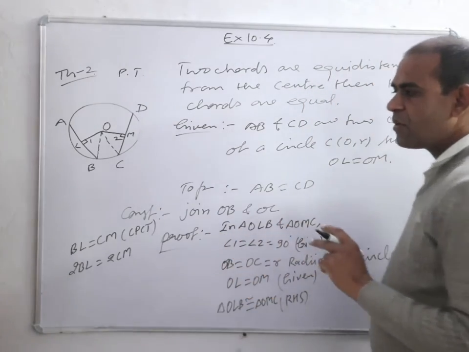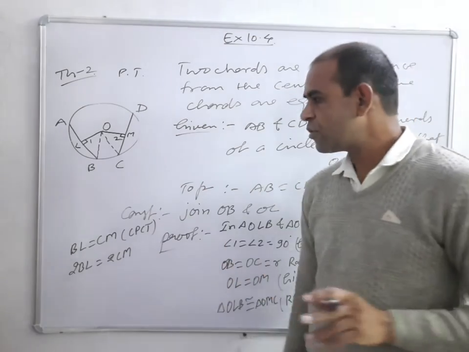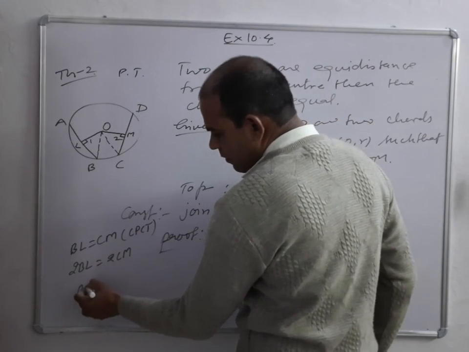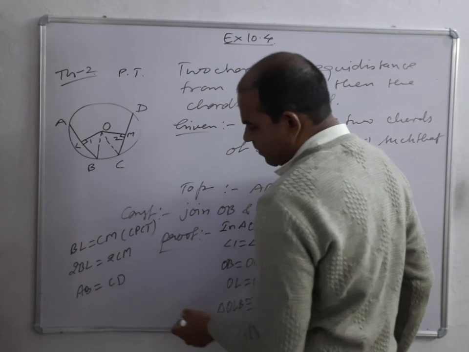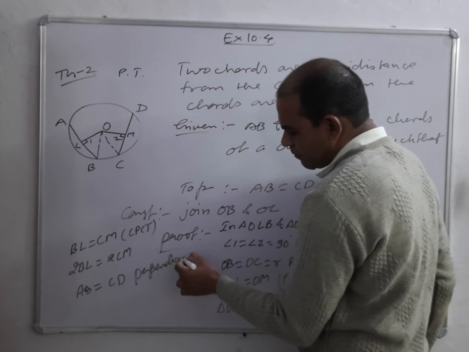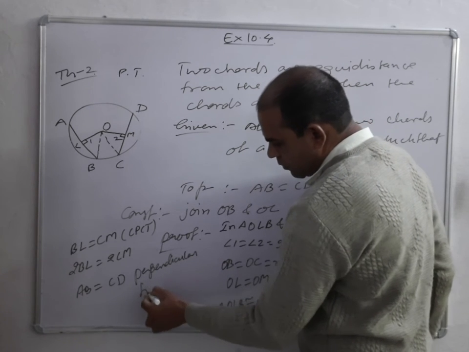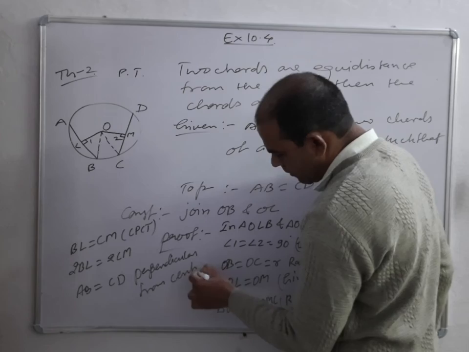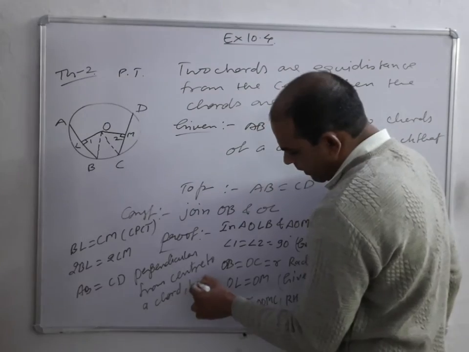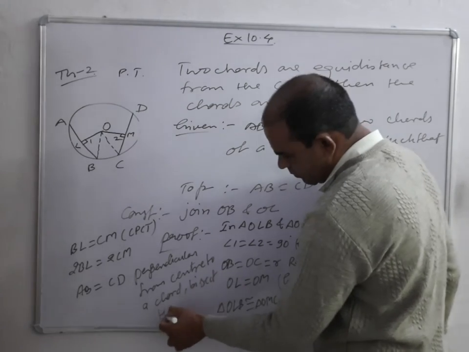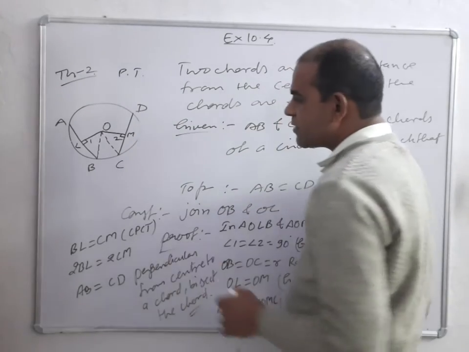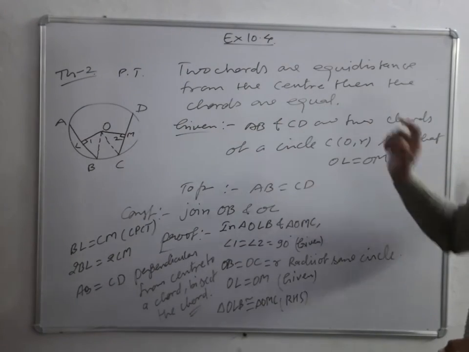So BL plus BL, that is, BL and AL are equal, because perpendicular from center to chord bisects the chord. So here AB equal to CD. And its reason: perpendicular from center to a chord bisects the chord. So AB and CD, these two chords, are equal.